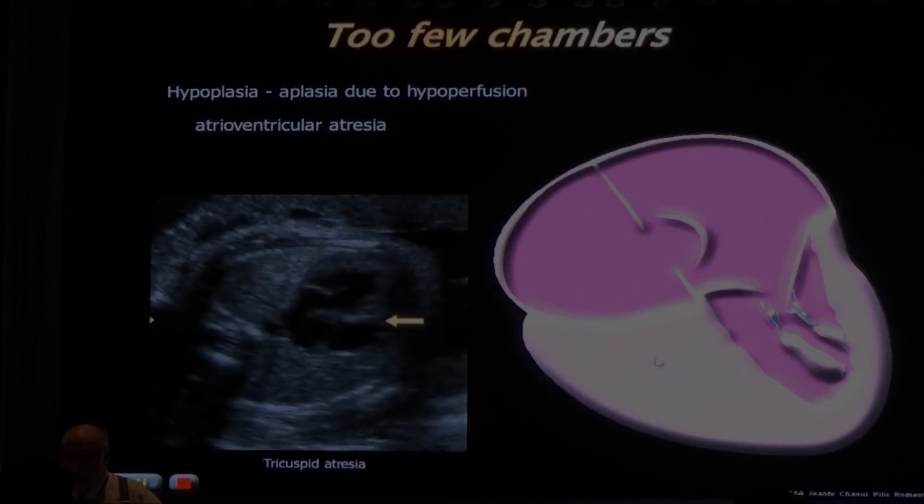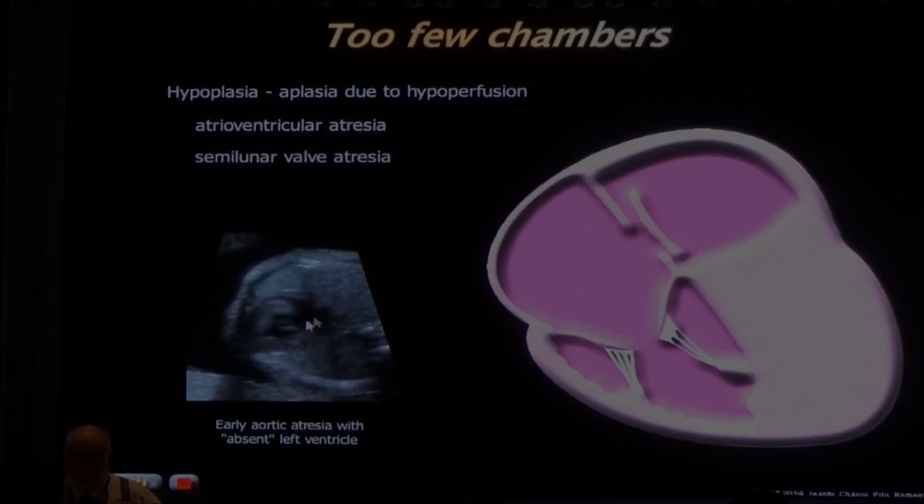Sometimes you have a missing chamber, and a missing chamber means that this area of the heart did not perfuse. If you have a tricuspid atresia here with no ventricular septal defect, different from the one before, there is no blood that can go into the right ventricle. The right ventricle does not develop. If you do the three-vessel view with color, you will have two colors: one color for the aorta and the opposite color for the pulmonary artery.